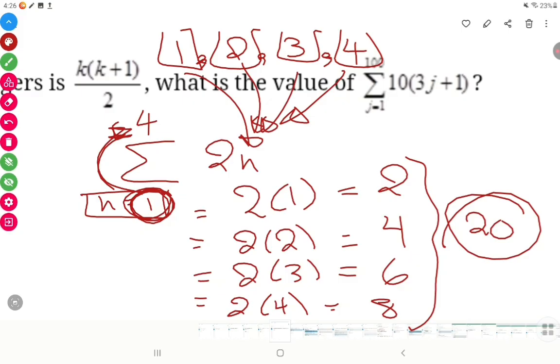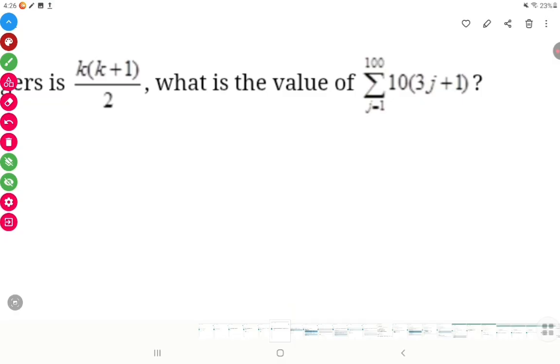Let's say the range is much bigger. Let's say instead of 1 to 4, it was 1 to 100, like in this one. They will give you a way to solve it. But first, before we get to that, when you have an equation inside sigma, for example, you have a plus b.